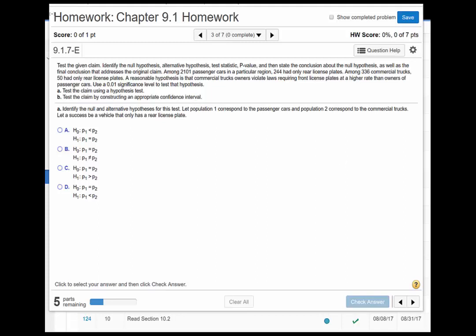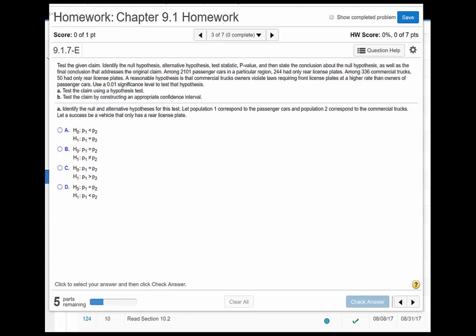Test the given claim. Identify the null hypothesis, alternative hypothesis, test statistic, p-value, and then state the conclusion about the null hypothesis, as well as the final conclusion that addresses the original claim. Among 2,101 passenger cars in a particular region, 244 had only rear license plates.